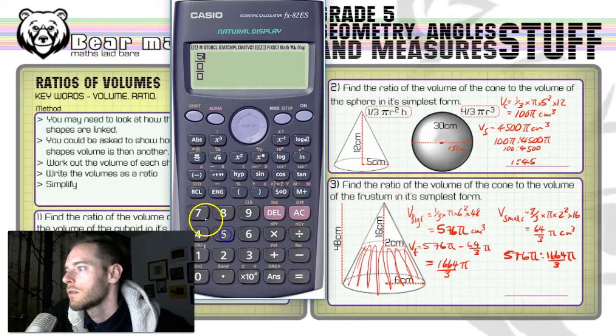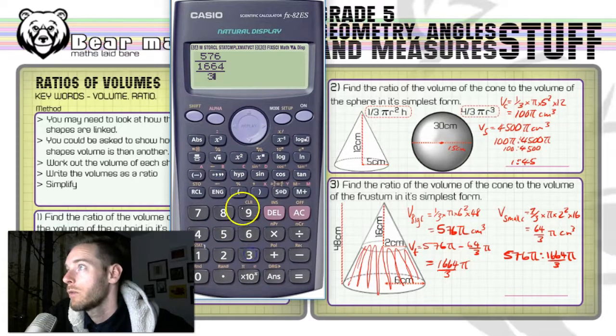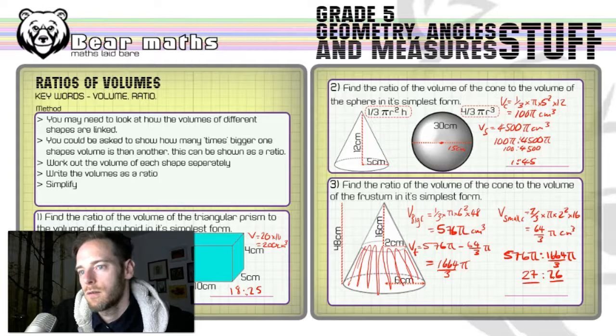Right, so 576 I can put in, and then I can put in 1664 there, and there I can put 3. That's going to give me 27 over 26. So what I'm getting is 27 to 26 as my final answer to that problem, simplified. A nice way of simplifying it using that fraction, remembering it's not a fraction, it's a ratio.